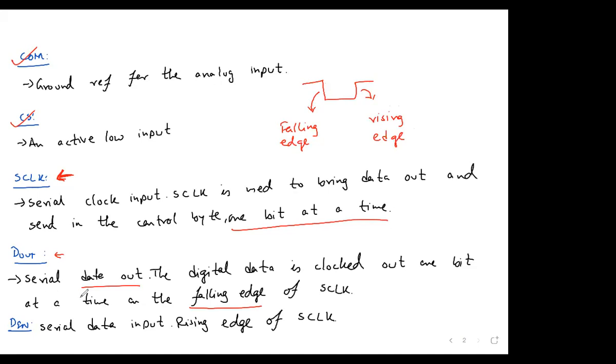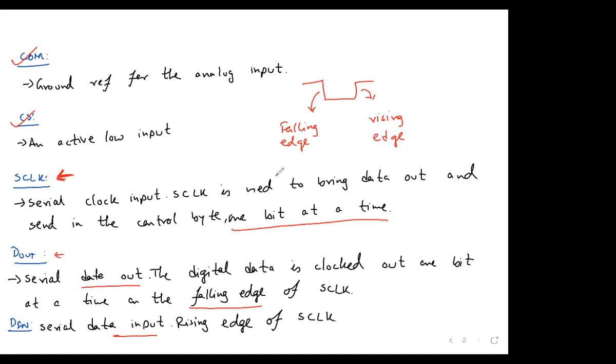When we send out the data, each bit is sent out at the falling edge of your serial clock. Whenever there is a falling edge, one bit will be sent out. Again, at the next falling edge, another bit will be sent out. And that is just the opposite for your data input. Whenever there is a rising edge, one bit of the data will be taken as input. When we go for the next rising edge, another bit of the data will be taken as input.